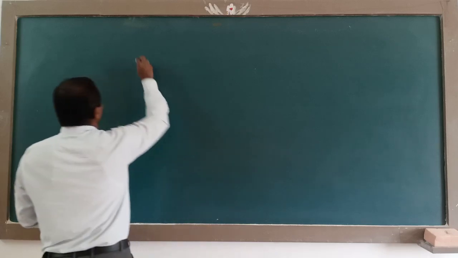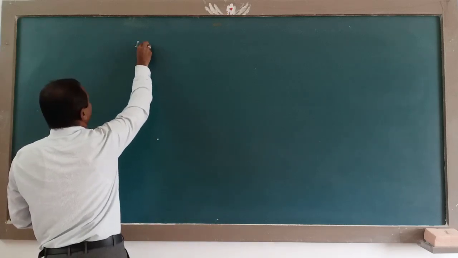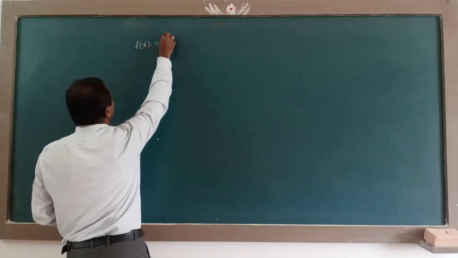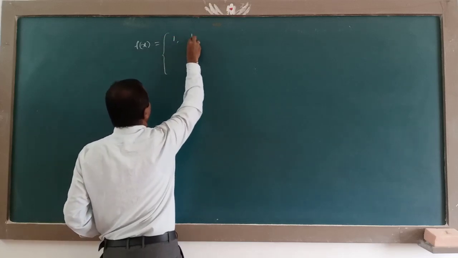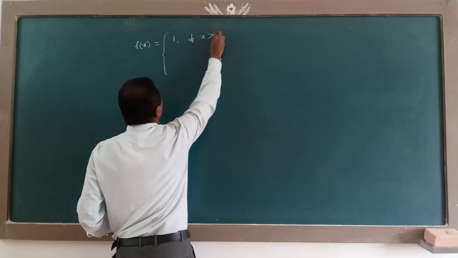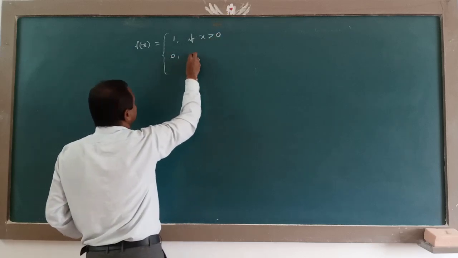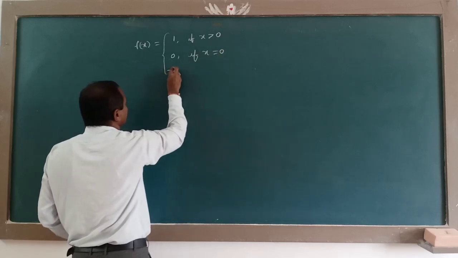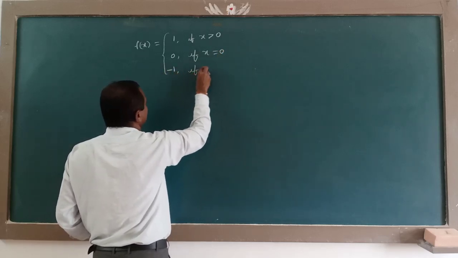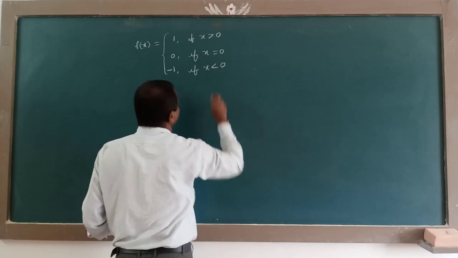See, we have the values now: f of x is equal to plus 1 if x is greater than 0, 0 if x is equal to 0, and minus 1 if x is less than 0.